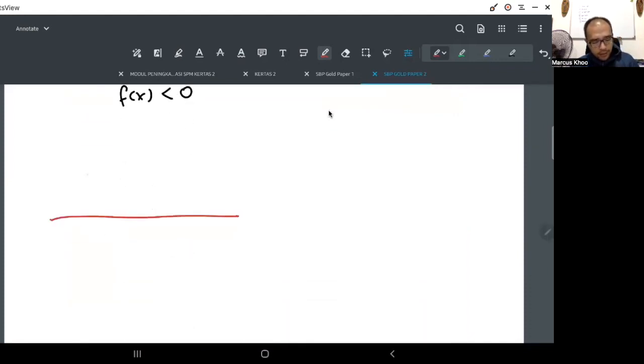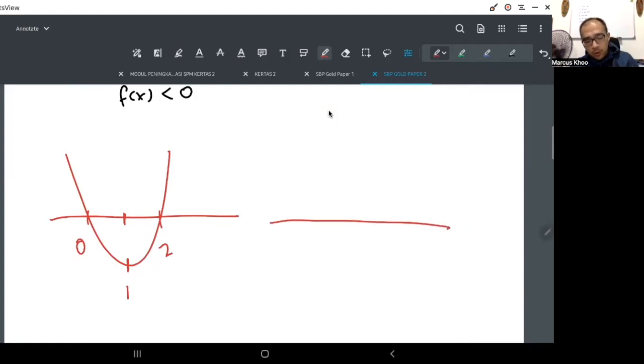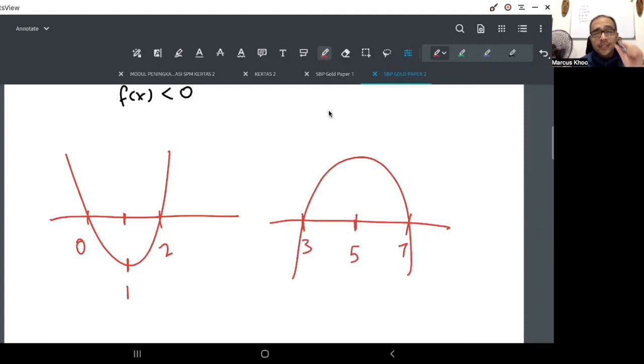For example, if you know that this is 0 and this is 2, you know that in the middle here must be 1, because of the symmetry of the quadratic graph. There must be symmetry. If you know that over here is, let's say, 3 and over here is 7, then you know that in the middle must be 5. Don't need to think. Okay, think a little. Just 3, 7, jump. 5.